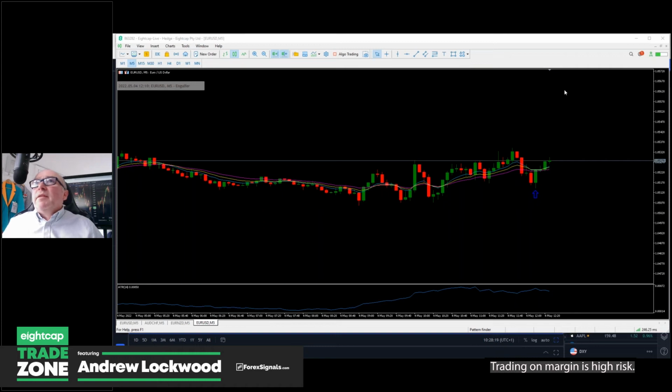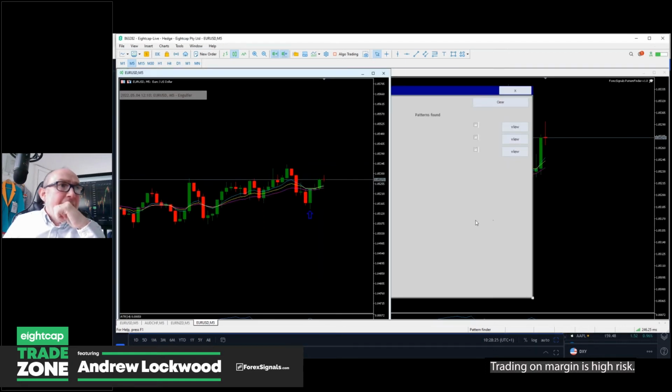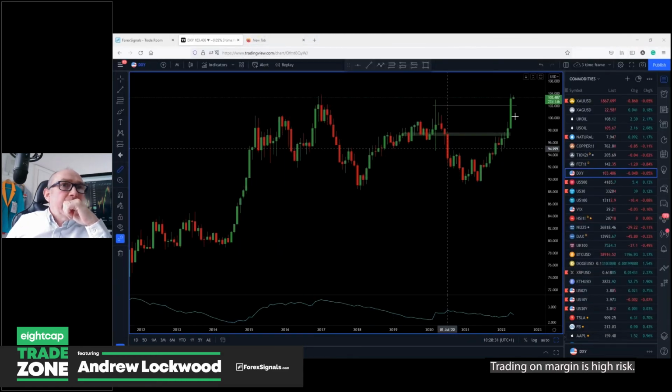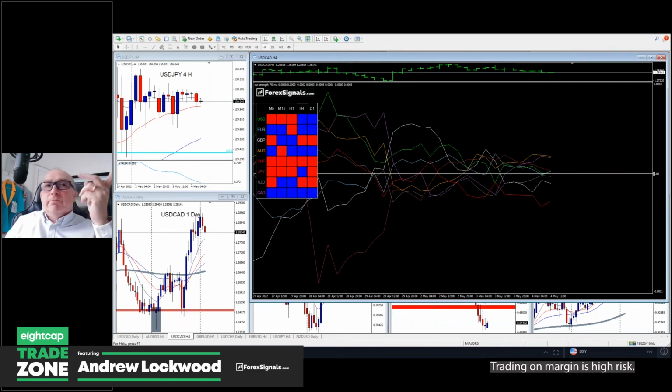Someone asked about the dollar against the CAD. Okay, so let's have a quick look at the dollar against CAD. You asked me about the dollar CAD. I'm looking at the momentum meter. The CAD is strong. The dollar is weak. That's from the higher time frame charts.